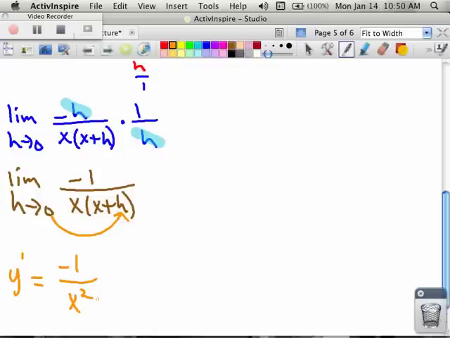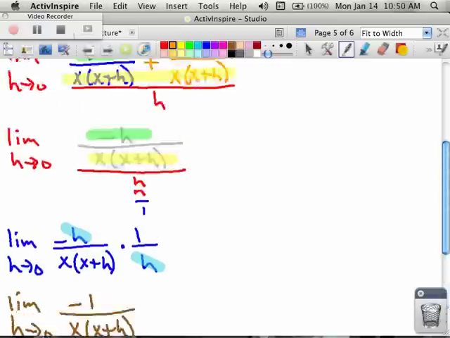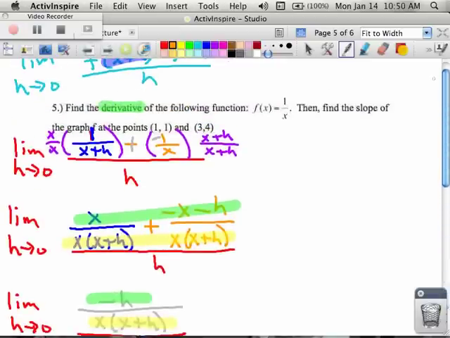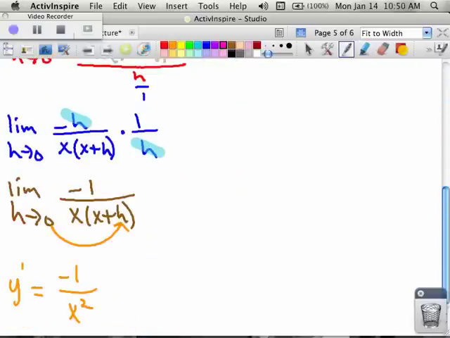In other words, negative 1 over x squared is the derivative or slope anywhere on the original function that they gave us. Did I answer the question that they wanted? No. They asked me for two specific locations: one at (1, 1), and two at (3, 4). The only value I care about in each of them is the x value. So the only thing I'll be looking at in each case is the 1 from the first point and the 3 from the second.